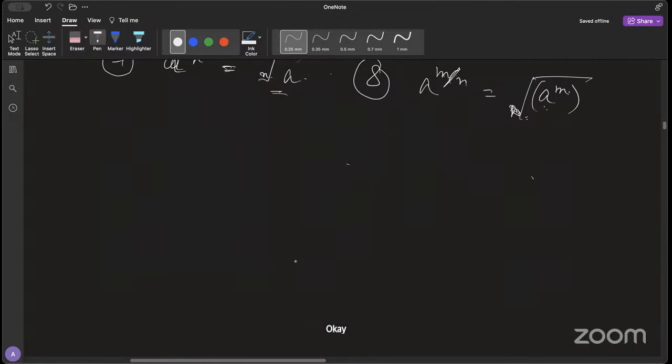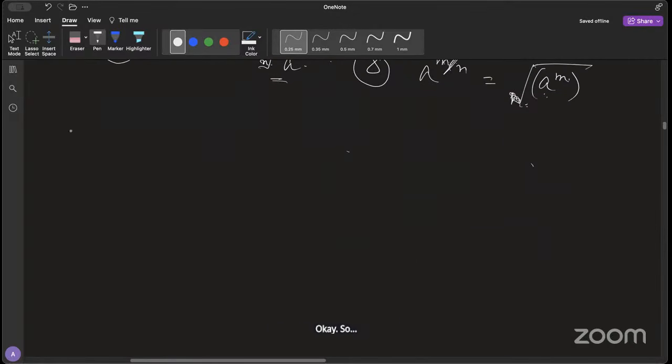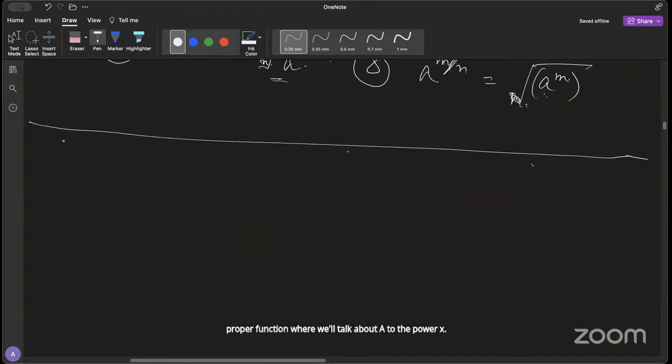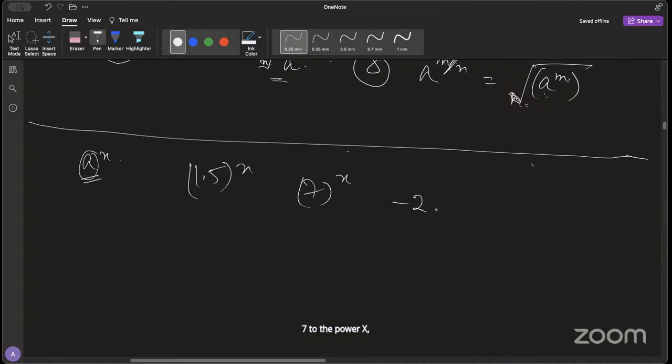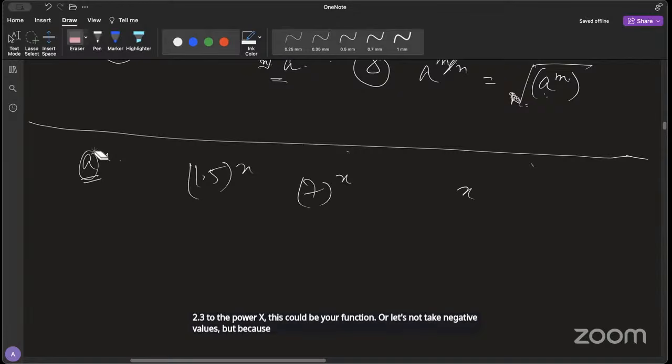Okay. So then let's come to the proper function, where we'll talk about a to the power x. So a to the power x as a function is, let's say, a to the power x, and we say that a is a constant number. That means your function could be 1.5 to the power x, 7 to the power x, or minus 2.3 to the power x. This is called the base. a is called the base, x is called the exponent.